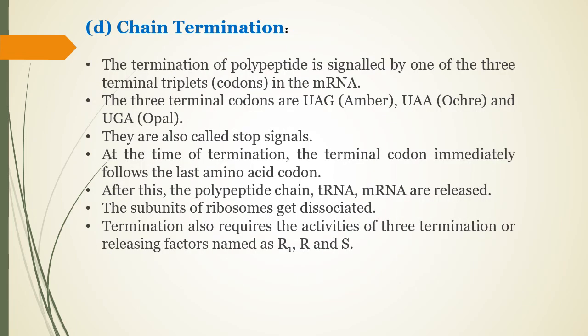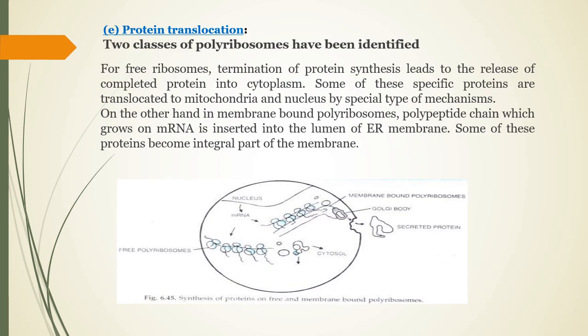Stage 4 is chain termination. The termination of polypeptide is signaled by one of the three terminal triplets, that is the codons in the mRNA. They are also called stop signals, that is UAG, UAA and UGA. At the time of termination, the terminal codon immediately follows the last amino acid codon and the subunits of ribosomes get dissociated. The fifth step is the protein translocation.